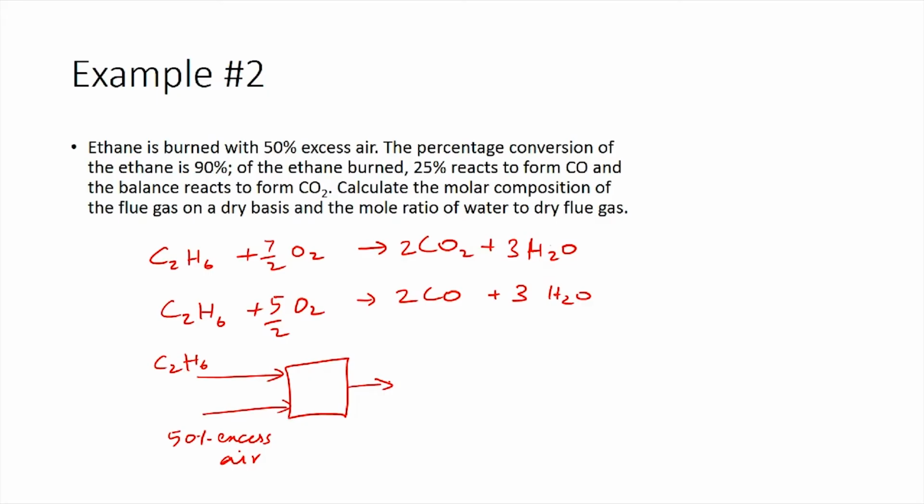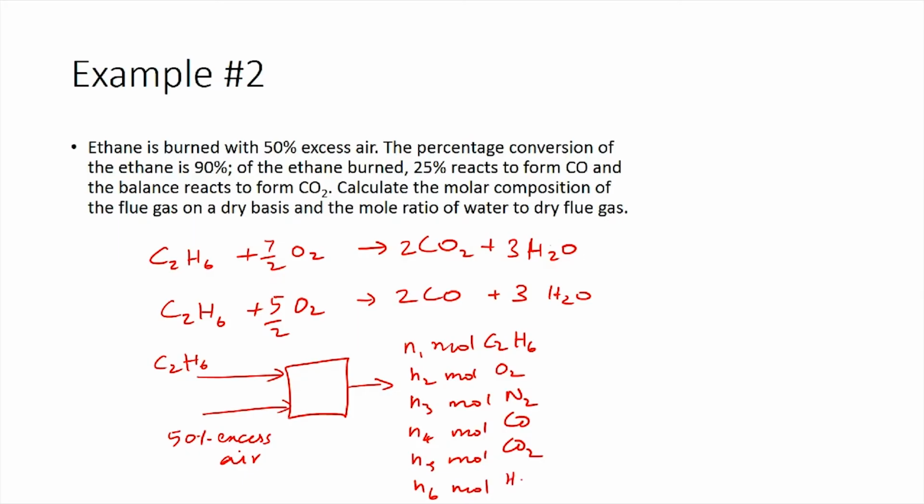In addition, you also have unreacted ethane because you only have 90% conversion of ethane. So, some of the ethane which is coming in is leaving the system without being combusted. So, this would mean the final composition of the product gas would be N1 moles of ethane, N2 moles of oxygen, N3 moles of nitrogen, N4 moles of carbon monoxide, N5 moles of carbon dioxide and N6 moles of water vapor, with all these leaving the system.